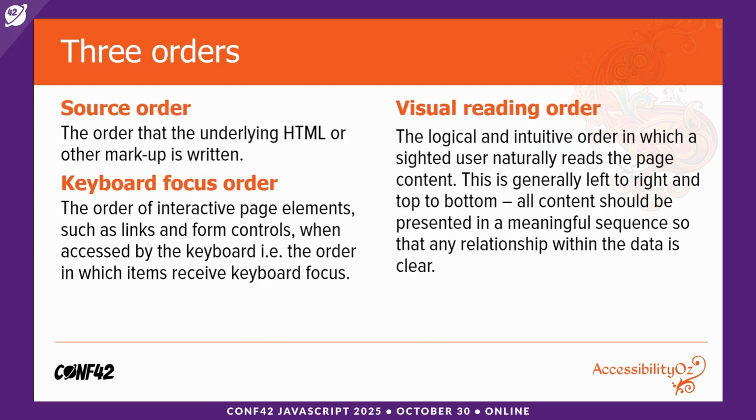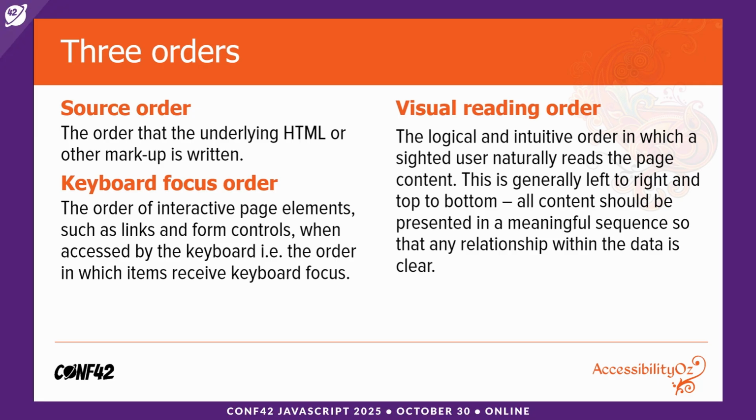So there are basically 3 orders that you need to be aware of when creating a web page or a native app or anything like that. The first is the source order, which is the order that the underlying HTML or other markup is written. Secondly is the keyboard focus order, which is the order of interactive page elements such as links and form controls when accessed by the keyboard, i.e. the order in which items receive keyboard focus.